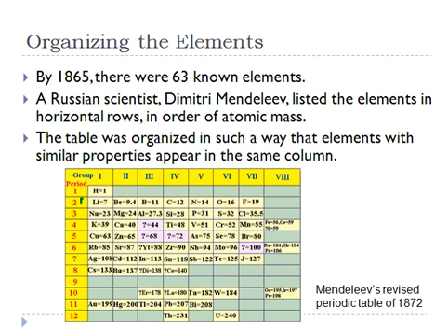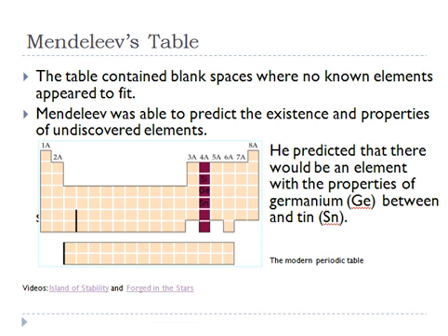So check this out. Like I said, Mendeleev's table contained some blank spaces where no known elements appeared to fit. Mendeleev was smart, and he was able to predict the existence and properties of these undiscovered elements. For example, he predicted that there would be an element with the properties of germanium between, there's a missing word there, so there should be gallium in there.